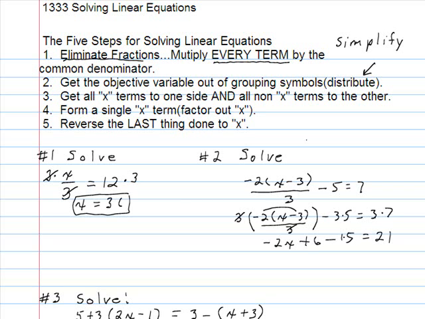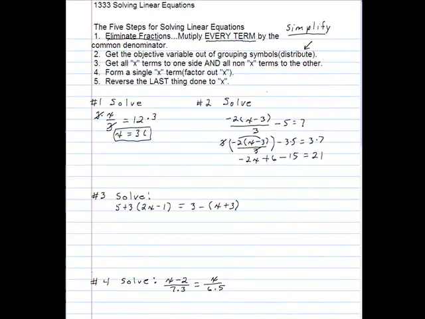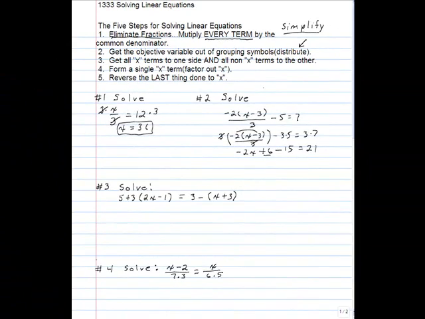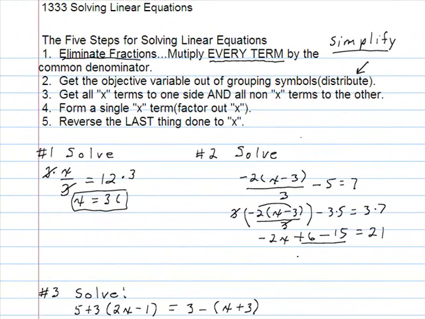Now, every time you can, stop and simplify. I put that up here kind of off to the side. It's not technically one of the 5 steps, but if you can make your work simpler, keep it simple. Here I have 6 minus 15. I can simplify that. So I get negative 2x minus 9 equals 21.